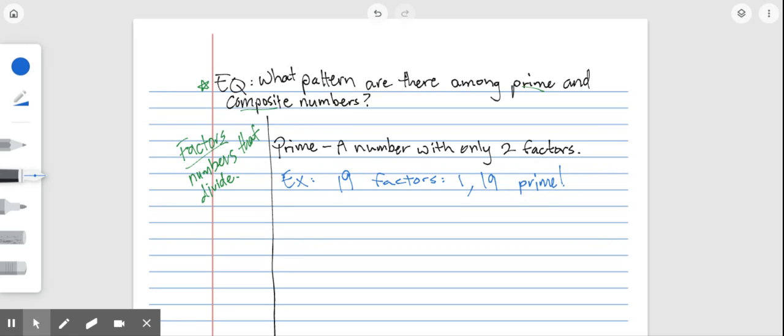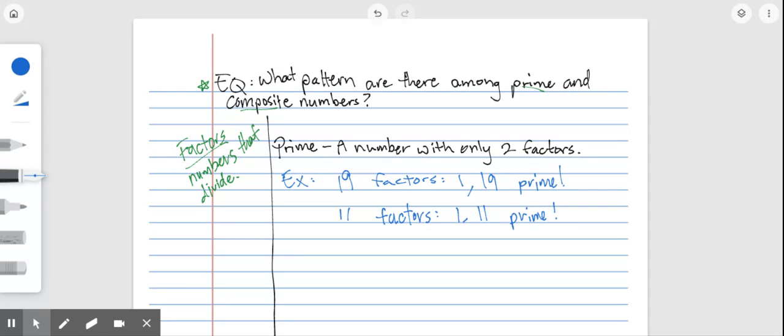Okay, let's try another one. How about the number 11? Let's think about factors of 11 again. 11's not even. It's not divisible by 5 or 10. It's not divisible by 3. So I could think of all those different numbers. Is it divisible by 4, 5, 6, 7, 8, 9, 10, 11? It's not. So the only factors are 1, because 11 divided by 1 is 11, and 11, because 11 divided by 11 is 1, which means it only has two factors and it is prime.